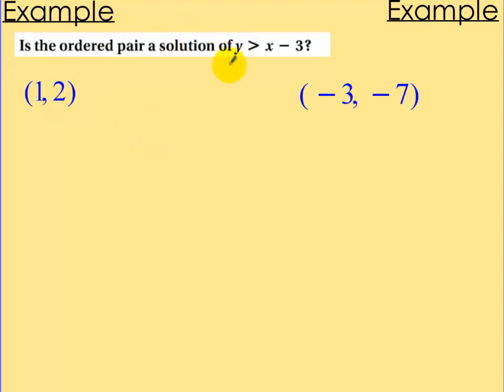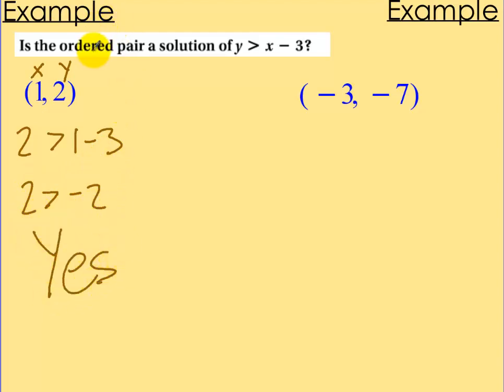Alright, is the ordered pair a solution to y is greater than x minus 3? So we're going to plug in each and figure it out. For the first one, 1 for x, 2 for y, I get 2 is greater than 1 minus 3. So 1 minus 3 is negative 2. 2 greater than negative 2? Yes. So it is a solution.